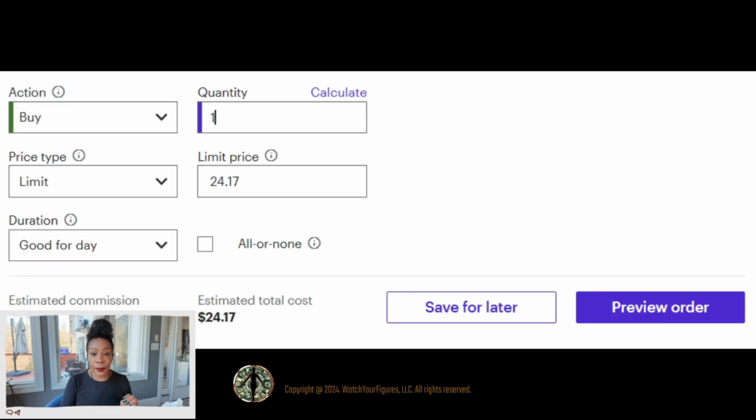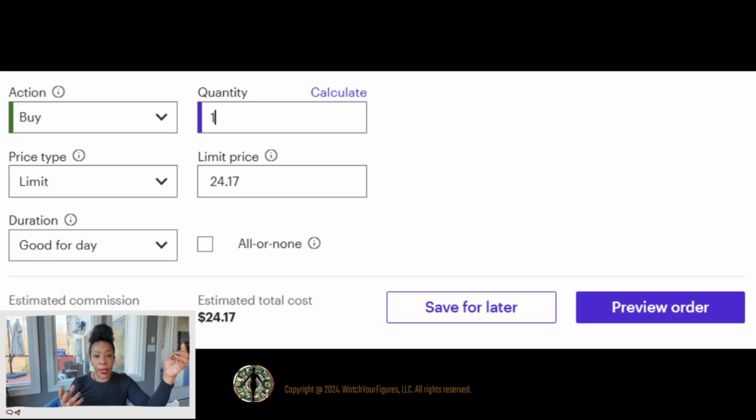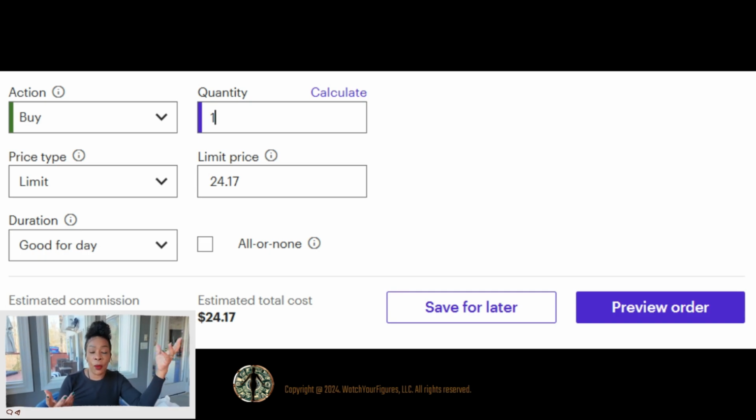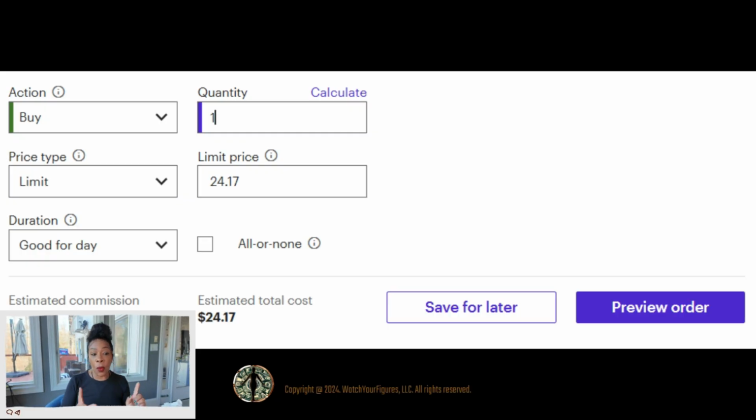Now the quantity, especially if you're buying stocks that are maybe 80 cents a share or $1.20 a share or whatever, if it's $1.20, you may not say I want to buy one. You may want to buy 100. You may want to buy 50. You may want to buy 10. So you can put your quantity in here, how many you choose to purchase. Okay, so we're going to go with one for right now for training purposes.